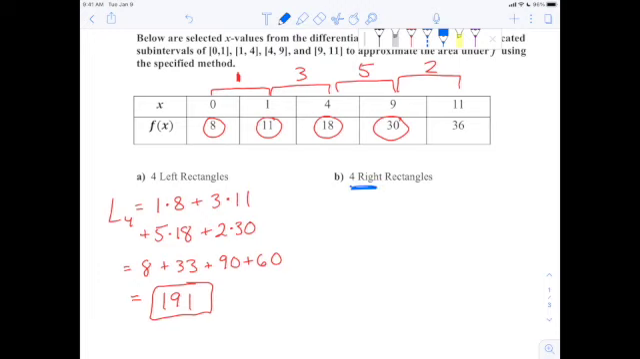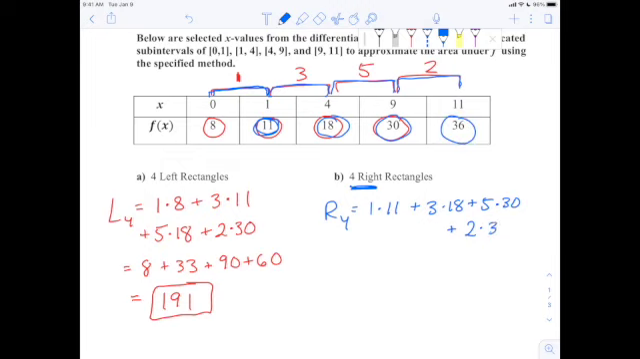So when I now do it with 4 right rectangles, it's going to be much the same. The width of the intervals is not changing. That's still going to be 1 times, but now we're going to use the right side of the interval as the height. So 1 times 11 plus the next interval is 3 times 18. Next interval, base of 5 times a height of 30, plus last interval, base of 2, height of 36.